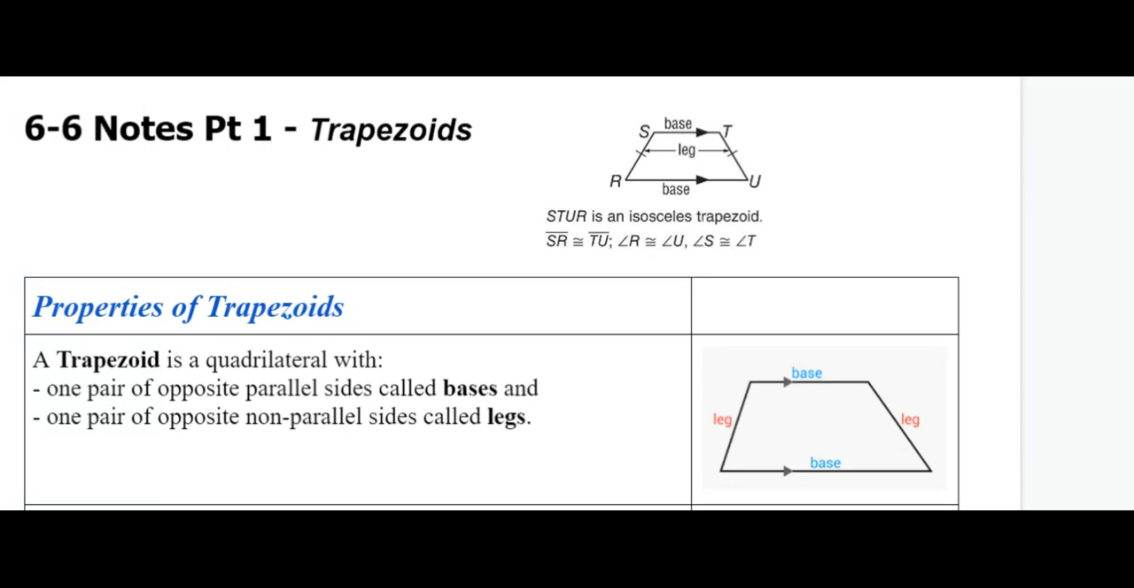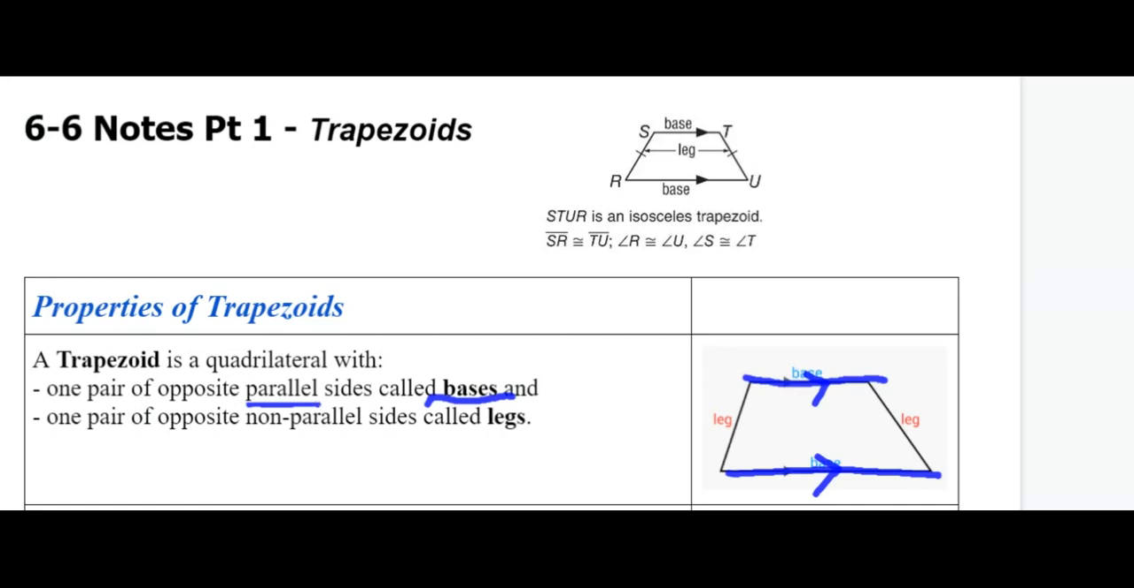Okay, so we're going to go over the notes for part one, trapezoids. Now, before we go over the exercises, let's go over what a trapezoid is. So again, a trapezoid has two bases, base one, base two, and these bases are parallel. So when you hear base in a trapezoid, that's the parallel sides.